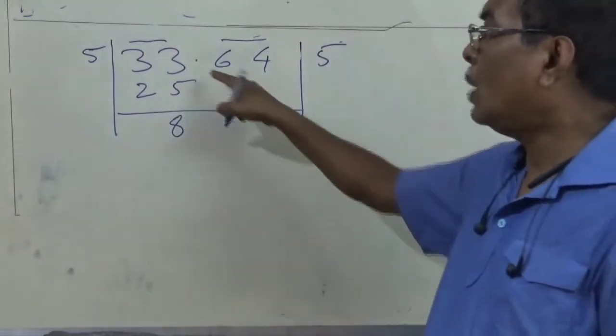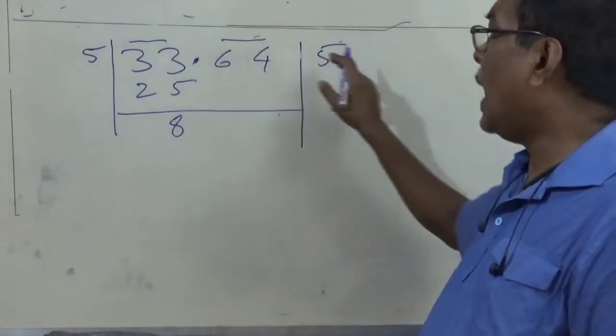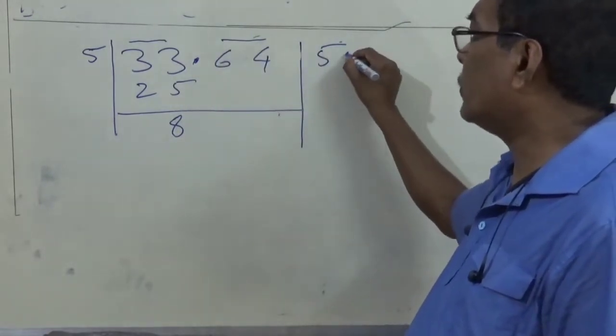The remainder is 8. Now these decimals, what are we going to do with them? These decimals you will have to shift to this particular place. These decimals will come here.